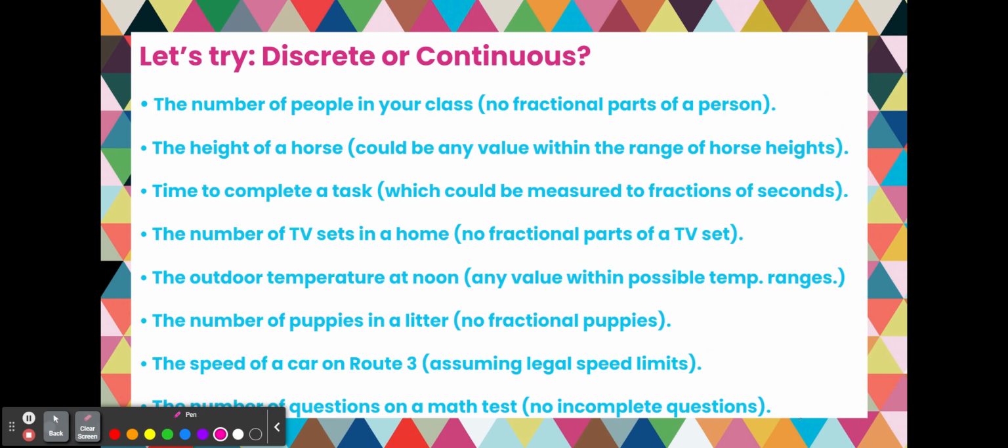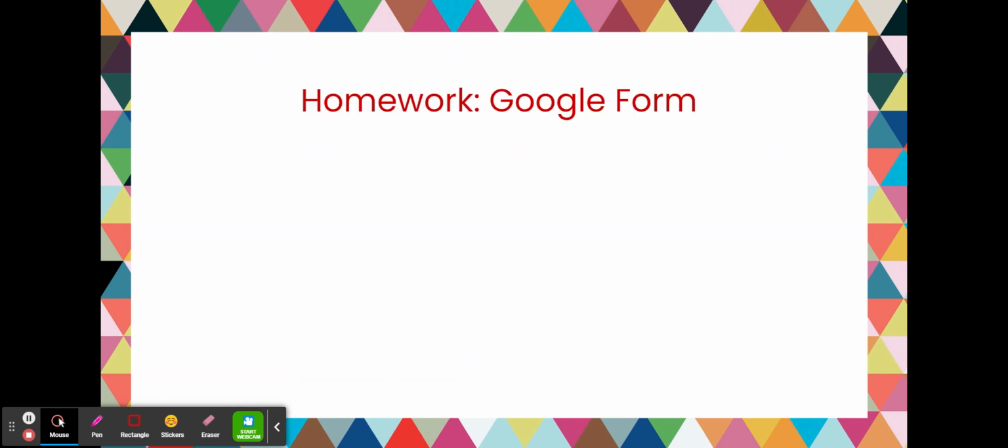Okay, so your homework assignment will be a Google form, which is in Google Classroom. When you're done with that, or you can watch the next video and do both assignments at the same time.